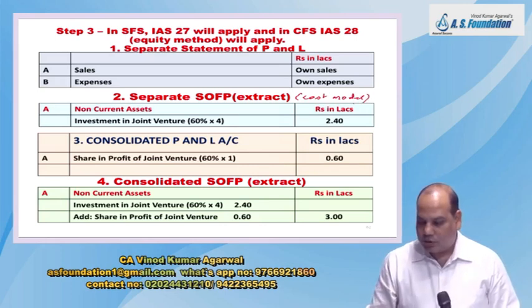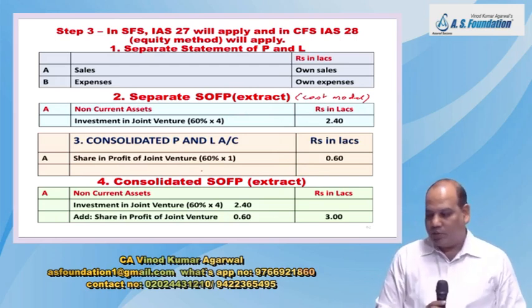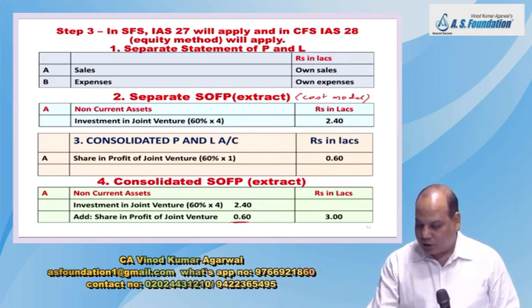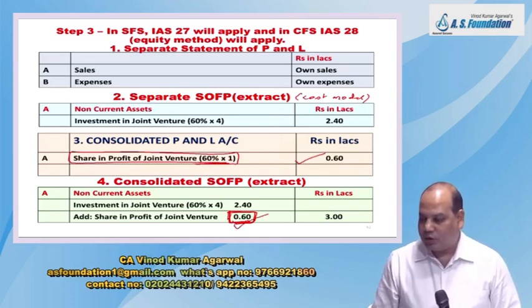And then point number 3, consolidated P&L account. In consolidated profit and loss, we will record our share in the profit of joint venture under equity method. Under equity method, there are 2 effects given. Carrying amount of investment is increased for our share in the profit, and the corresponding contra effect is given in consolidated P&L account. So these are the 2 effects in equity accounting.